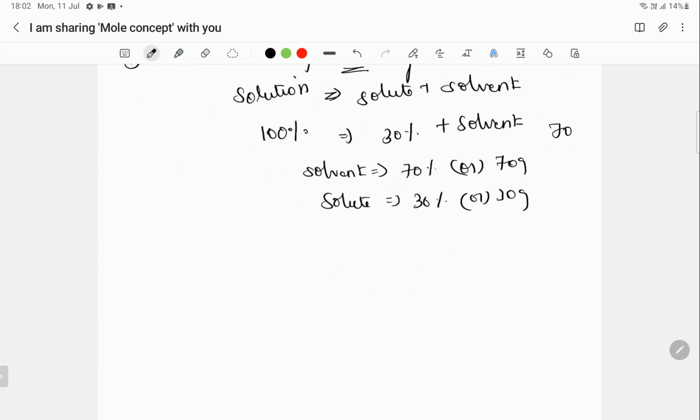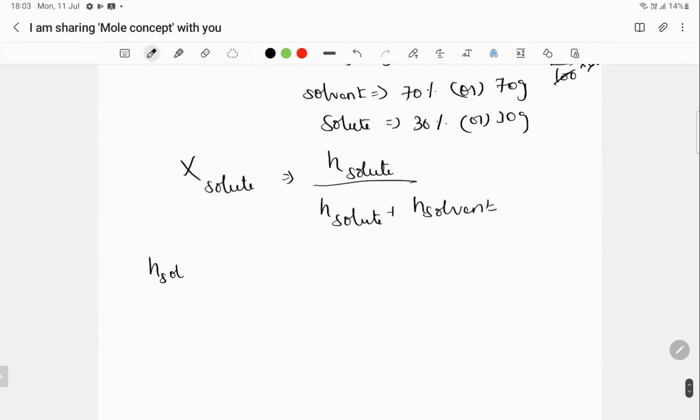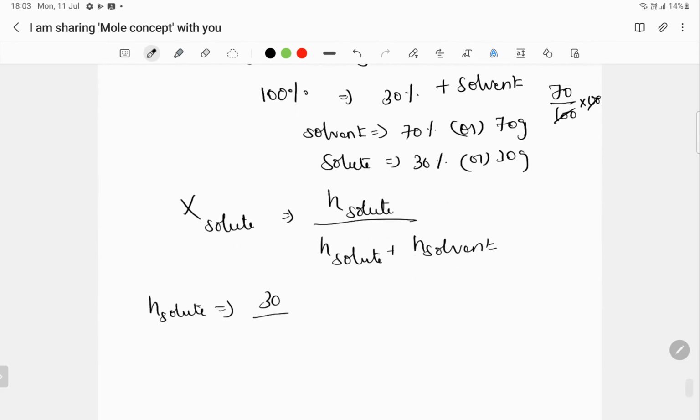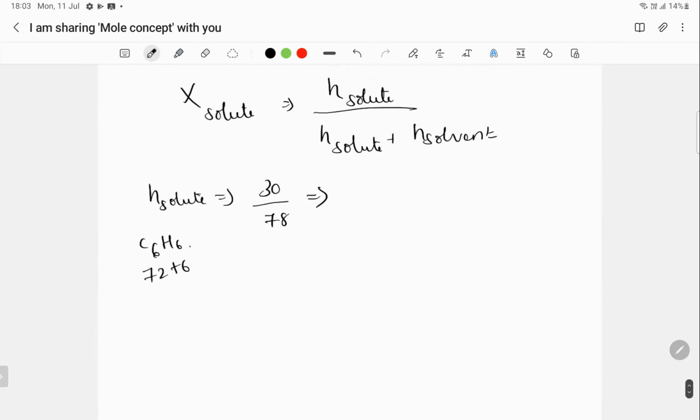Because if you convert to grams, it is divided by 100 into 100, the two cancel and only 70 comes. So you can directly take grams. So first, mole fraction of solute is equal to number of moles of solute divided by number of moles of solute plus number of moles of solvent. Correct? So we need to find number of moles of solute for benzene. Given 30 divided by molar mass of C6H6, which is 72 plus 6, 78. So 30 divided by 78 is 0.385.